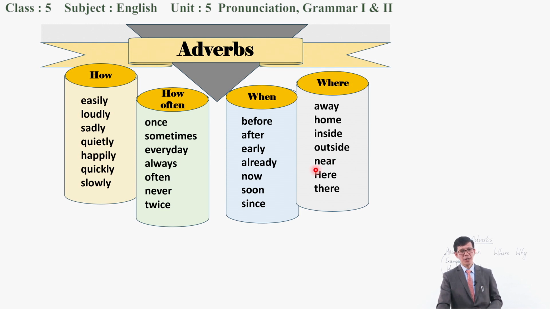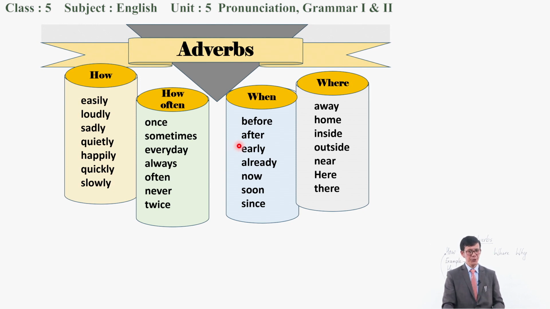Outside. Okay? Near. Here. Or there. He was there in his office. Where was he? He was there in his office. He is here in his home. When you find the answer to these questions, where, this is also what we can say, the adverb. The answer of how often, when, and where.